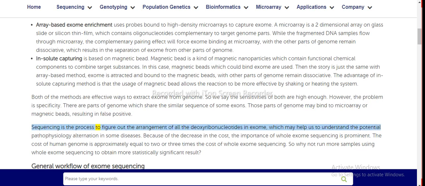Sequencing is the process to figure out the arrangement of all the deoxyribonucleotides in the exome, which may help us understand the potential pathophysiological alterations in some diseases. Because of the decrease in cost, the importance of whole exome sequencing is prominent. The cost of whole genome sequencing is approximately 2 or 3 times the cost of whole exome sequencing. So why not run more samples using whole exome sequencing to obtain more statistically significant results?